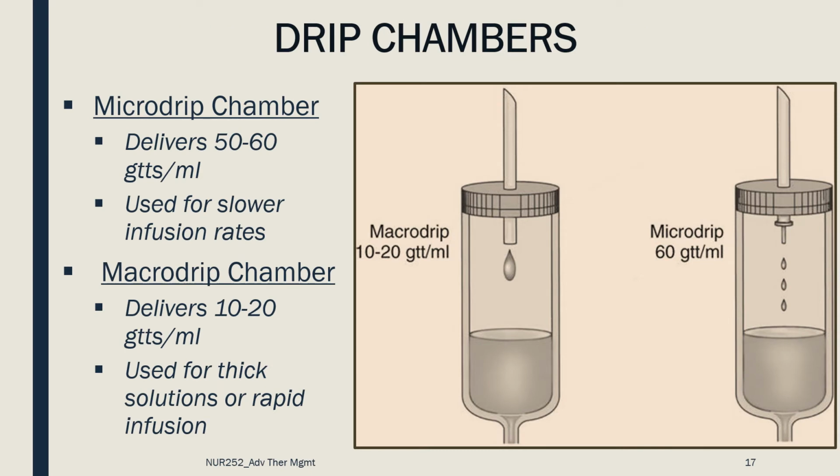Drip chambers. On this slide, we have micro drip chamber and macro drip chamber. There is a significant difference between a micro drip and a macro drip IV tubing. Always check the packaging to obtain specific drip rates, but the numbers here are what you will find. And they make a considerable difference in how you will compute the accurate drip rate.